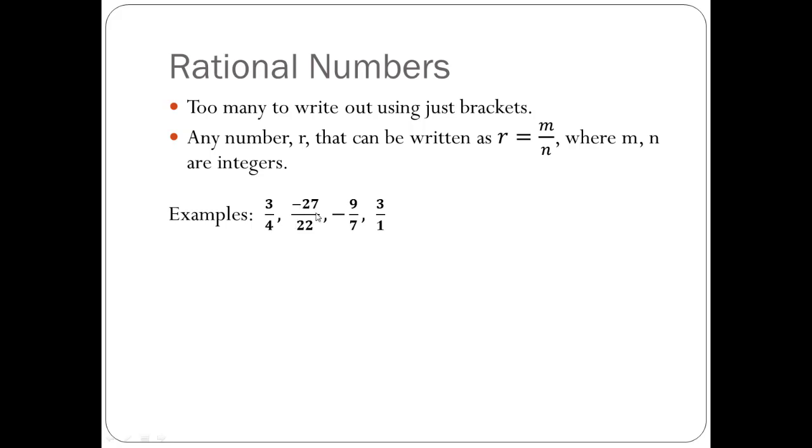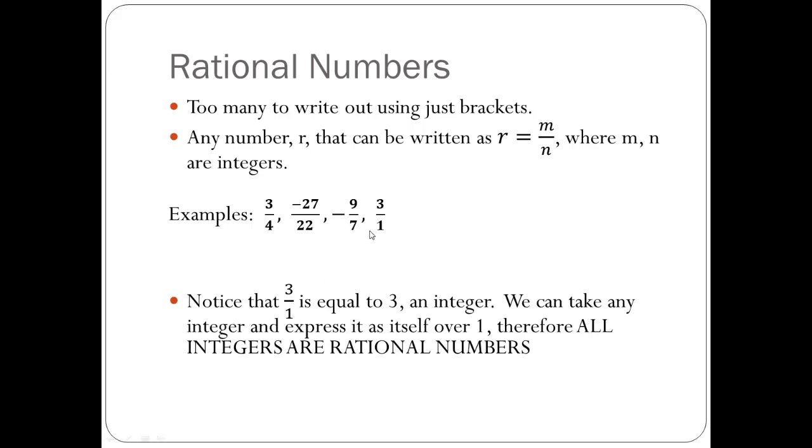3 over 4, negative 27 over 22, and 3 over 1. And this last one is kind of important because it illustrates that the integers are nested within the rational numbers. Because 3 over 1, as we can see, is just 3, an integer. And since we can take any integer and put it over 1, we can write any integer as a division of itself and 1, which means we can write any integer as a division of integers. That means all integers have to be rational numbers.